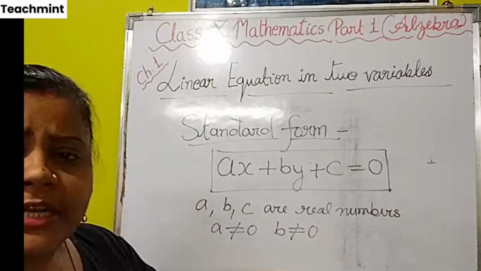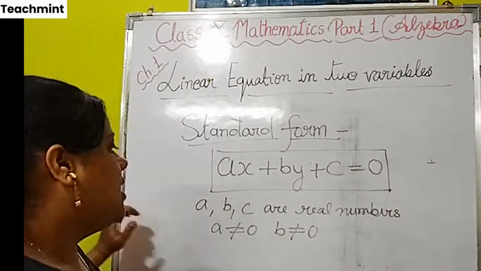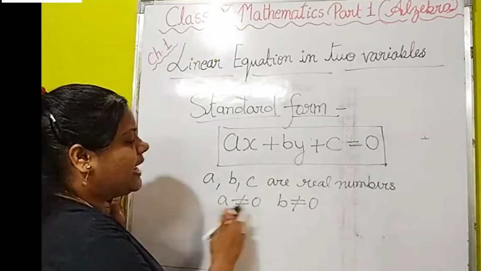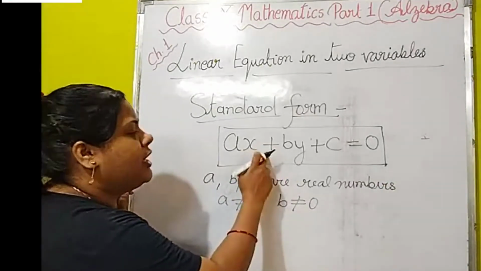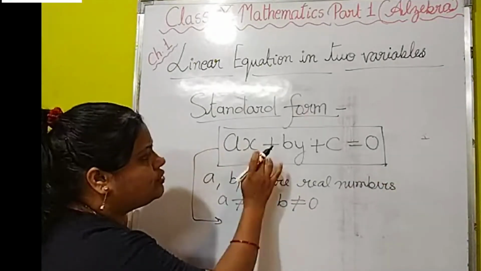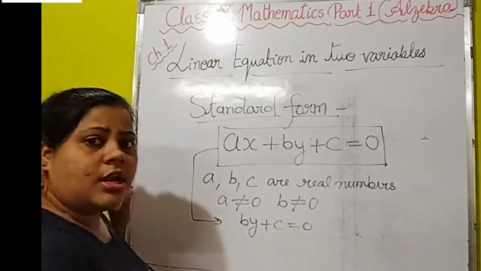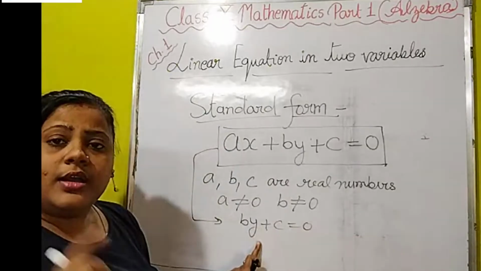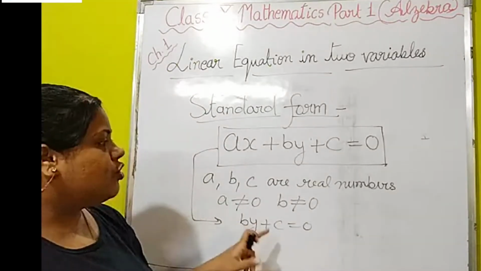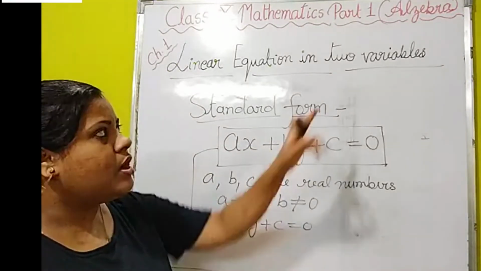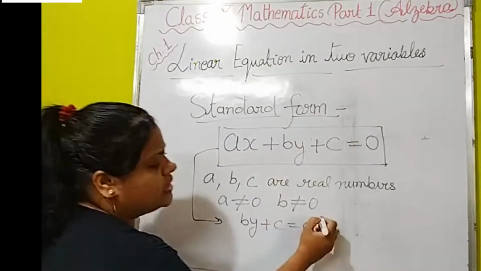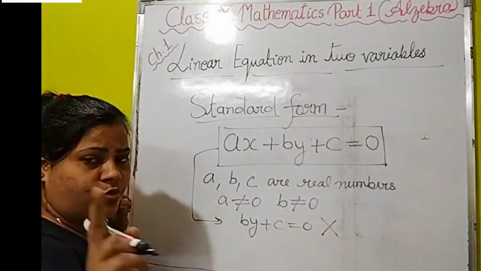Now what these conditions mean, I am going to explain. Here a, b, c are real numbers, but a cannot be equal to 0. Suppose in the standard form I put a equal to 0. So what do we get? by plus c equals to 0. Now it becomes a linear equation in one variable. So this condition does not satisfy for 2 variables. So this is not a linear equation in 2 variables.